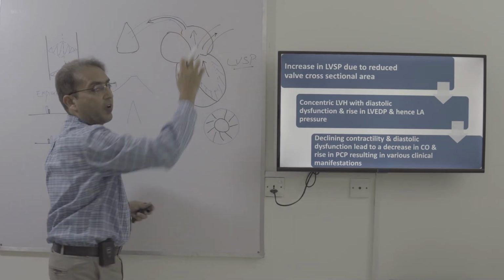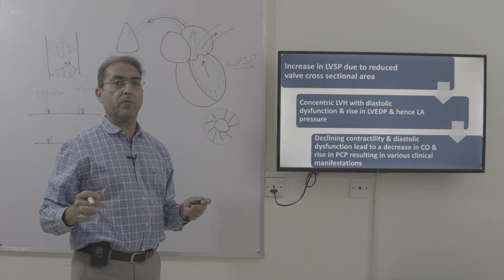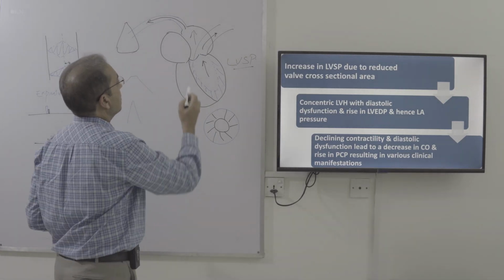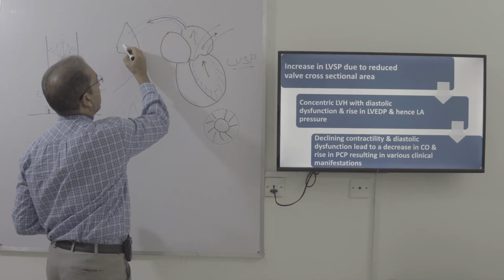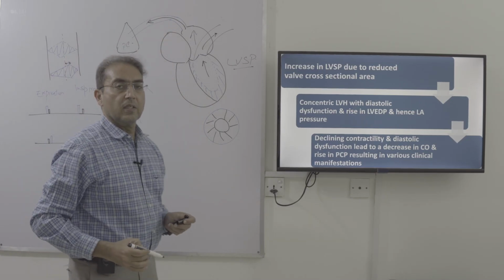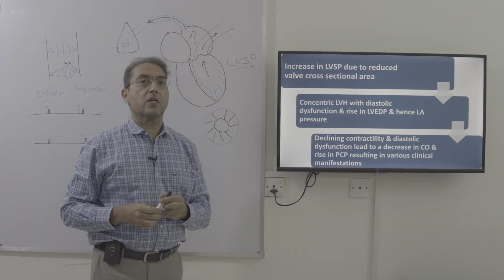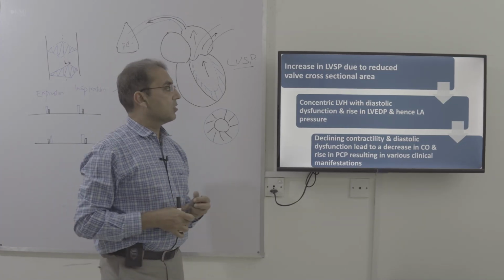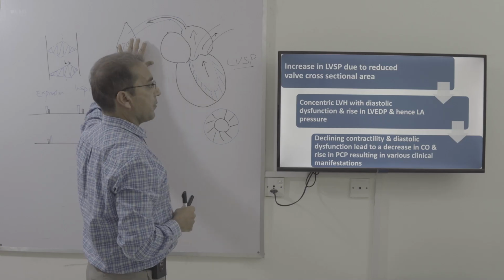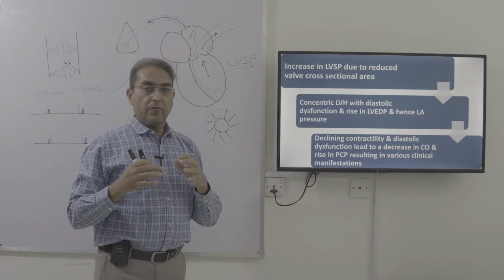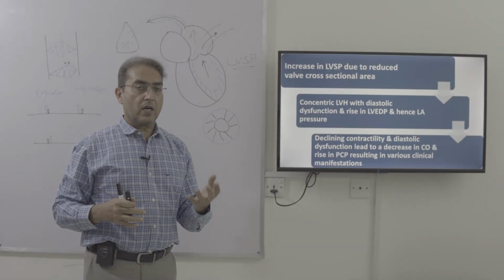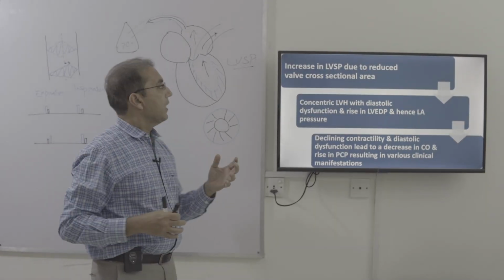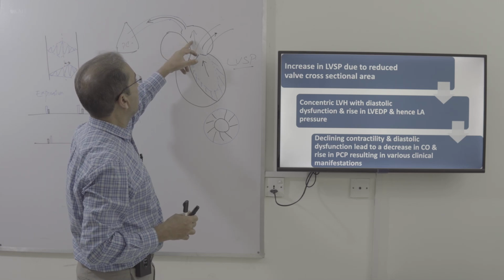Now, since there is no valve between the left atrium and the pulmonary veins, this pressure is transmitted backward from the pulmonary veins ultimately into the pulmonary capillaries. So pulmonary capillary pressure starts rising. What is the consequence of this rising pulmonary capillary pressure? You see, when the patient exerts, there is increased demand. The heart starts contracting more forcefully, and this pressure rises further.